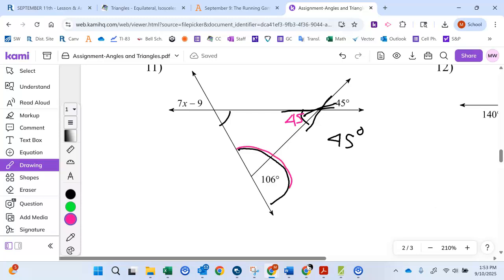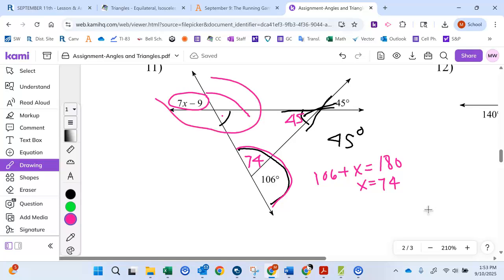What about this? Supplementary. So 106 plus x equals, well, that's not x, but plus that angle equals 180. So if you use your calculator, what would that be? That would be 74, right? So x equals 74. And then how about this one? Well, this is 7x minus 9, but it's still a vertical angle with this one over here, right? These two angles. So this is going to be the same, just like this was 45, that's 45.